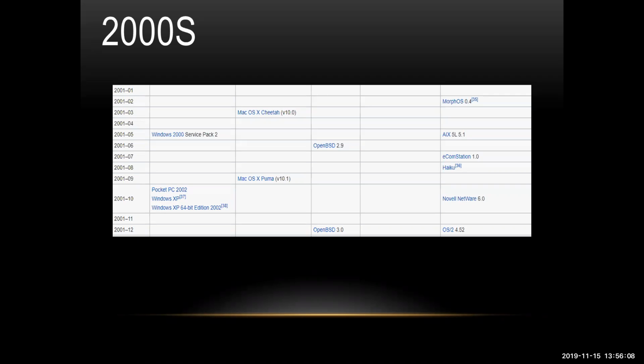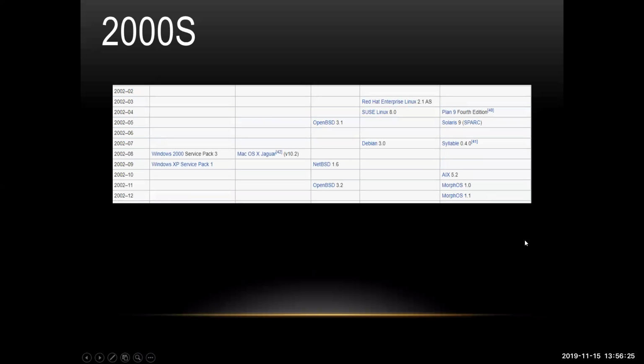And Windows XP 64-bit Edition 2002 as well. And we also had Novell NetWare 6.0. And for December, we had OpenBSD 3.0 and OS/2 4.52. And then for the year 2002, we had Red Hat Enterprise Linux 2.1 AS, SUSE Linux 8.0, and then Plan 9 4th edition. We also had OpenBSD 3.1, Solaris 9, and Debian 3.0, and then Syllable 0.4.0.